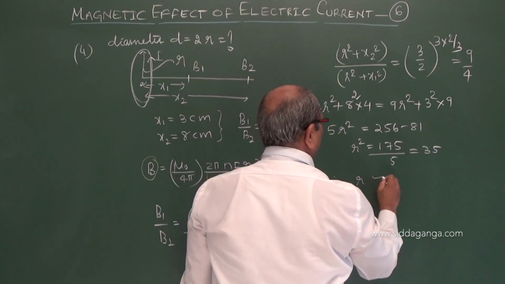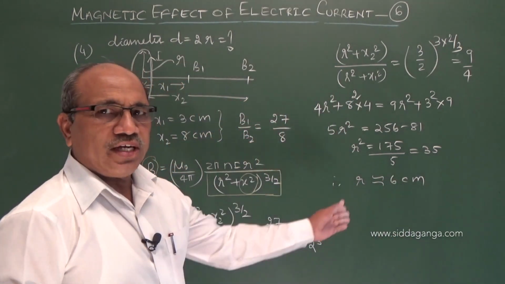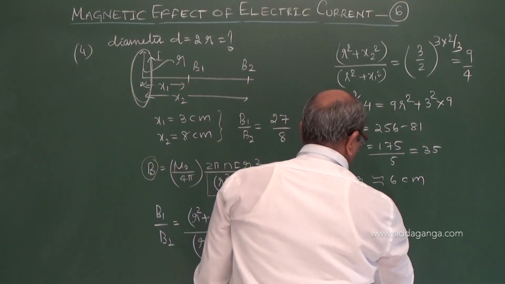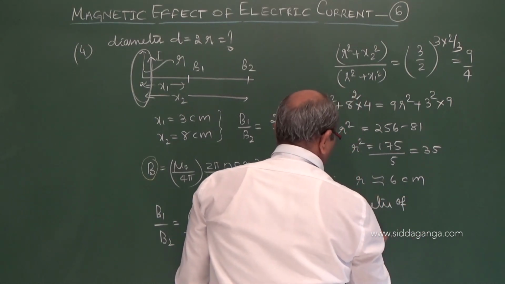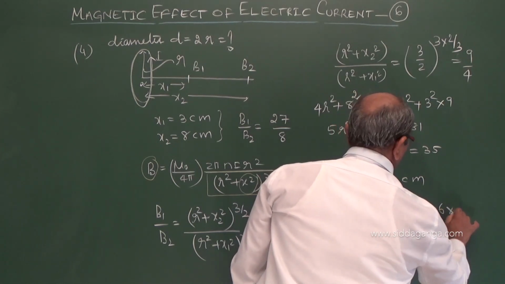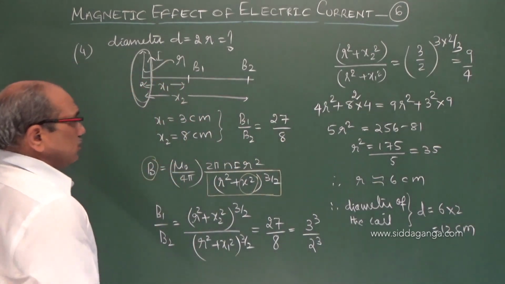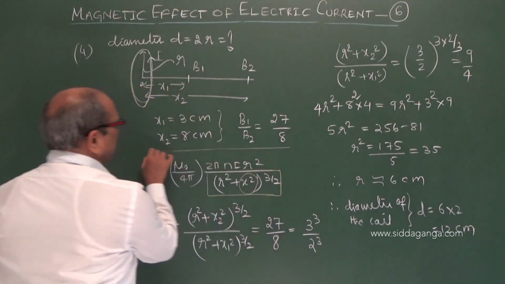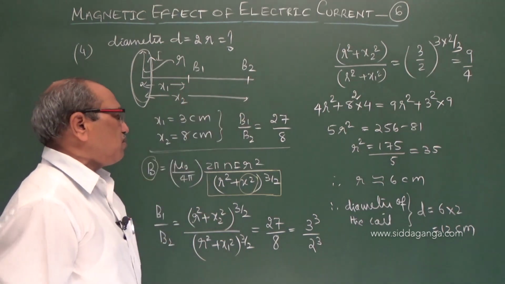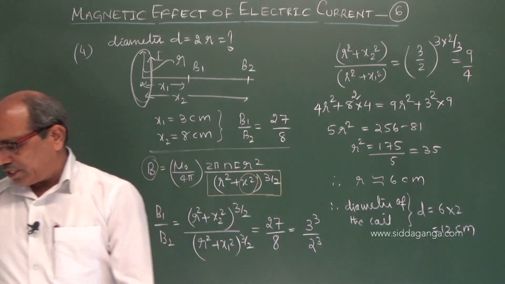Therefore, the radius is approximately 6 centimeter, because r square is about 36, 5.99 something comes. Therefore, diameter of the coil D equal to 6 into 2 equal to 12 centimeter. So this is one of the questions that may be given to compare: by comparing the fields at 2 different points, how to find the radius or the diameter of the coil.